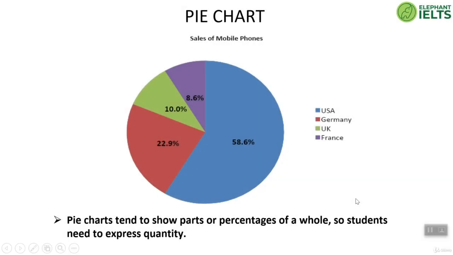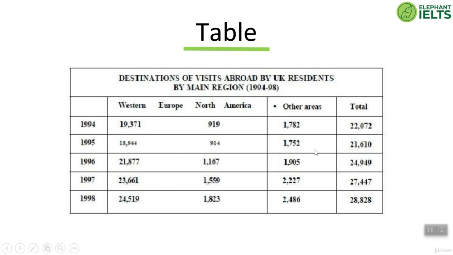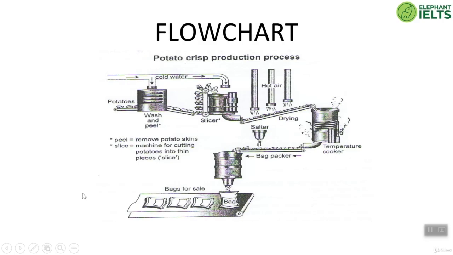This one shows a pie chart. It shows the sales of mobile phones in USA, Germany, UK and France. This one shows a table. It shows the destinations of visits abroad by UK residents by main region from 1994 to 1998. This one's a flow chart. It shows how potato crisps are made.